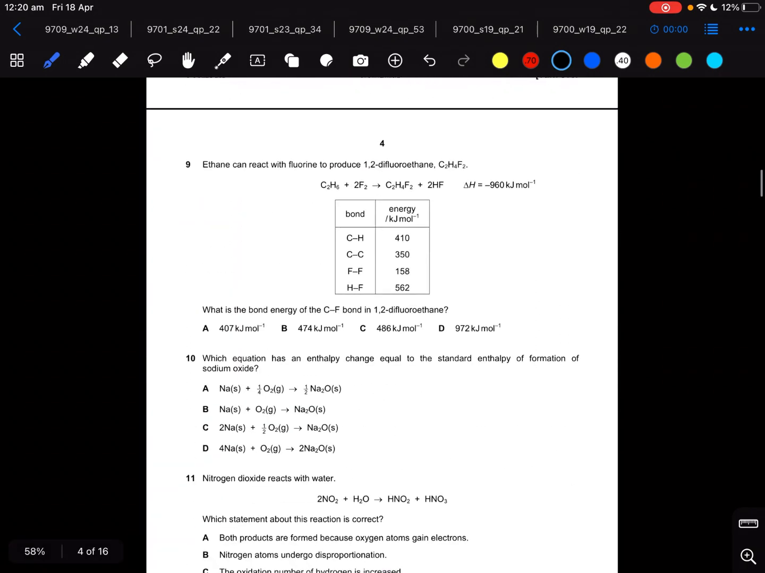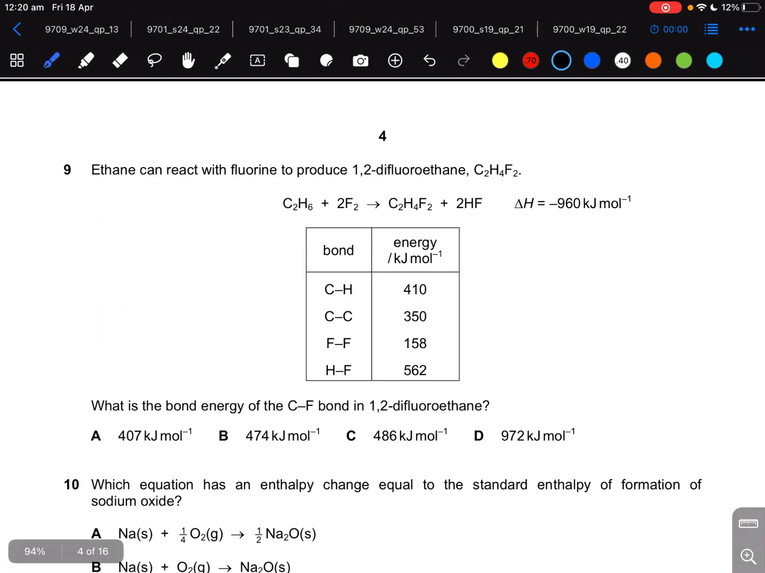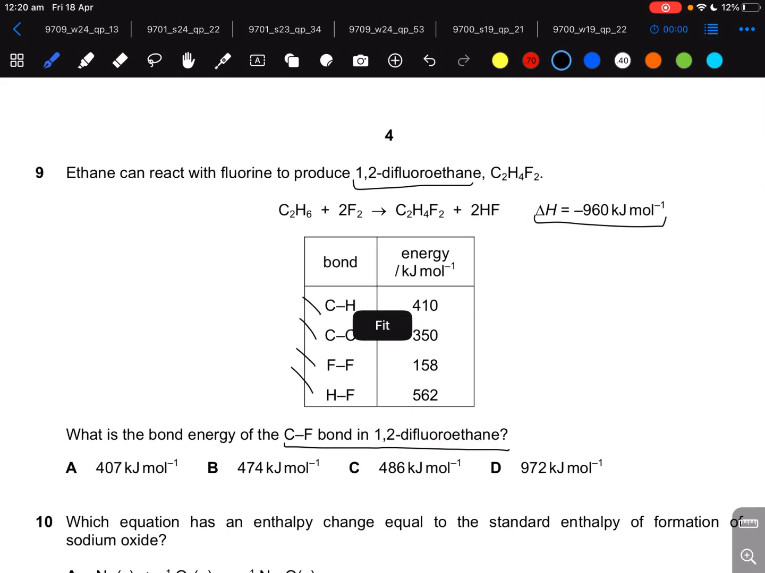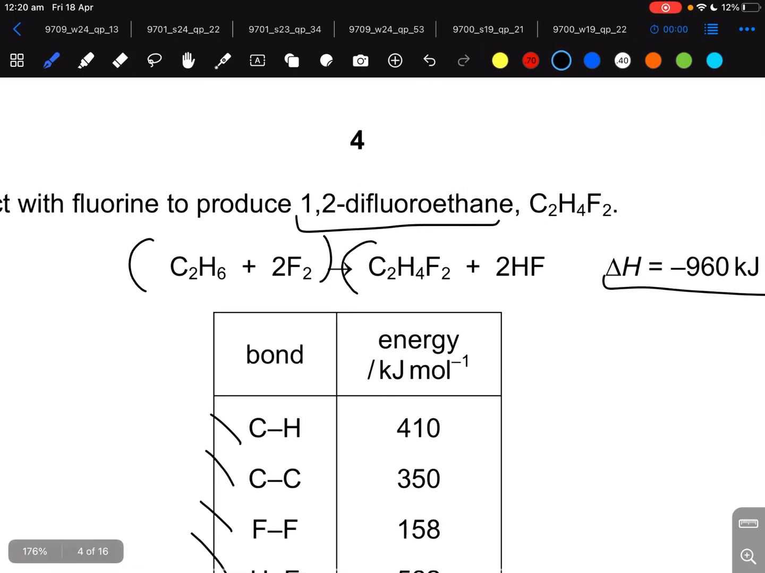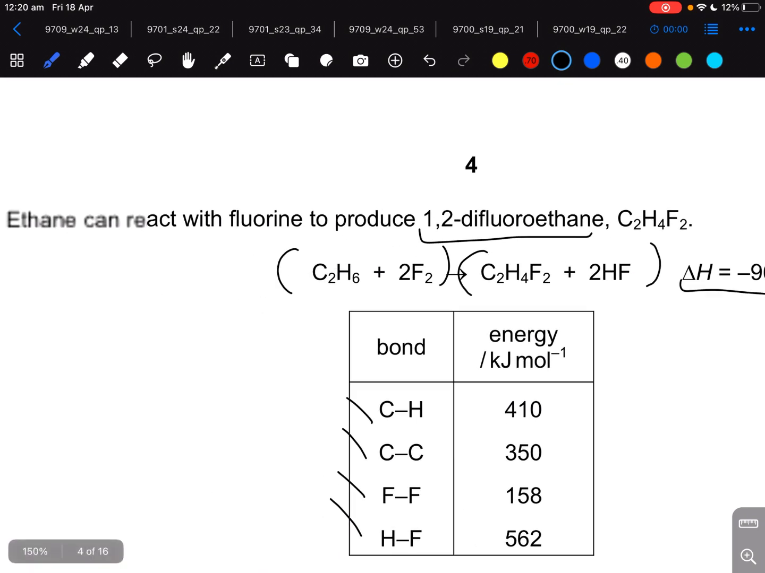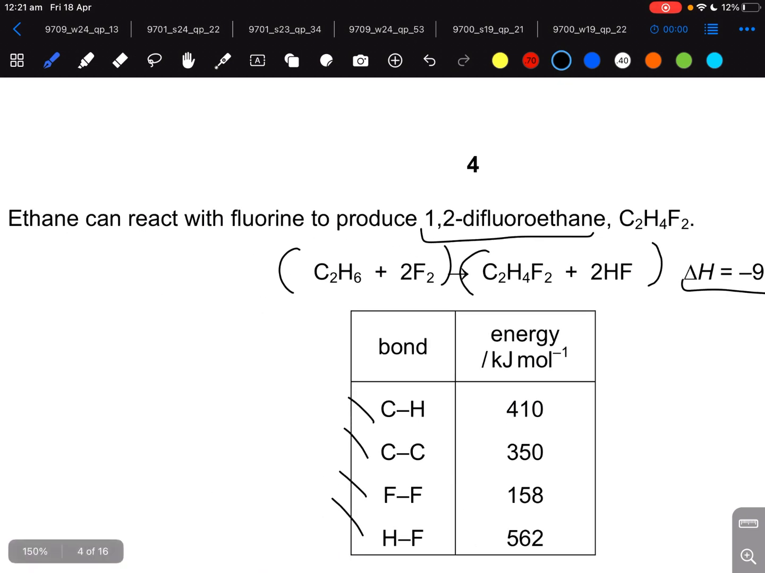Alright. 9. Ethane reacts with fluorine to produce 1,2-difluoroethane. What is the bond energy of the C-F bond in 1,2-difluoroethane? Okay, so it gave you here the delta H, or the enthalpy change, and some bond energies. You know you can use bond energies to find the enthalpy change by doing the left side minus the right side. This is in simple terms, or in more AS level terms, the bond breaking minus the bond formation.